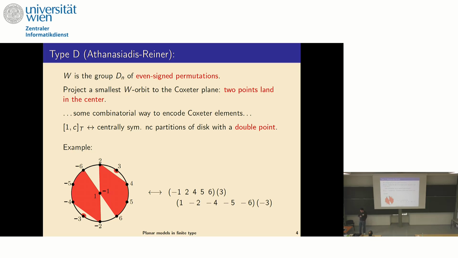And you need to have these 2 points in the center. I'm calling them plus or minus 1 here. There's, again, some combinatorial way to encode a Coxeter element. We won't get into that now. But we need centrally symmetric non-crossing partitions of a disk with a double point. Yes?